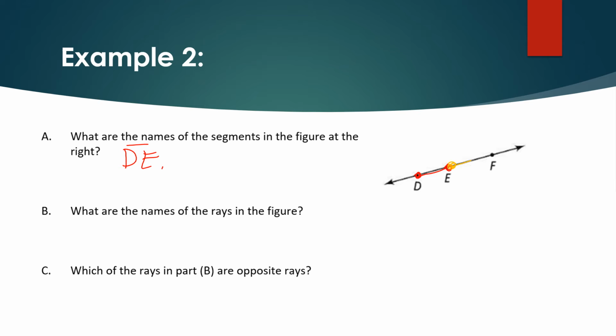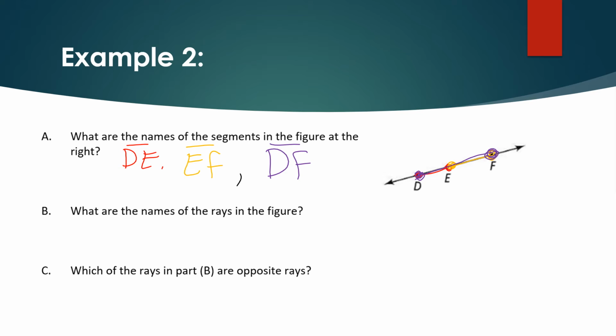I could start at E and go towards F. That would be segment EF. And I could also start at D and head towards F, giving me segment DF. So these are all 3 segments that I can list. If I added more points to this line, because there are infinitely many points on a line, I could come up with more segments, but these are the only ones that are drawn as is.